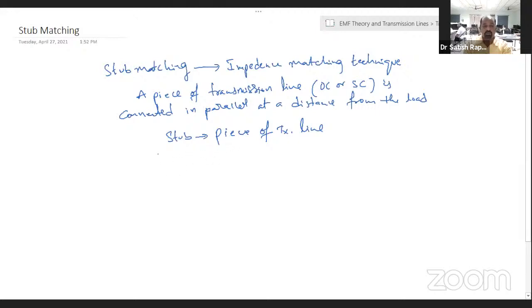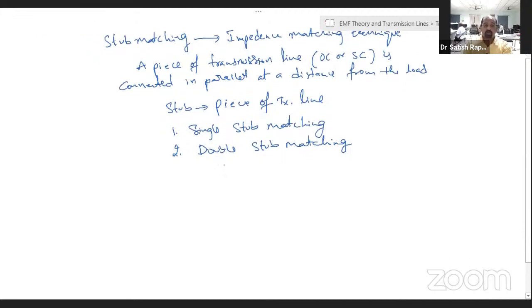Stub matching, as I said, is of two types: single stub matching and double stub matching. These are the two types of stub matching we have. Single stub matching means only one piece of transmission line is connected, whereas double stub matching means two sections of transmission lines are connected at a distance from the load.